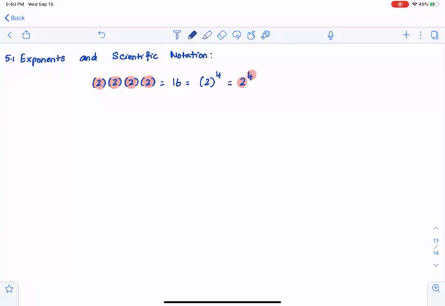Instead of 2, if I had a times a times a times a times a, we have a in common. 1, 2, 3, 4, 5, a raised to 5. So keep in mind, if you multiply a number to itself a certain number of times, that would just equal the number raised to the number of times you multiply it to itself, including the first one.